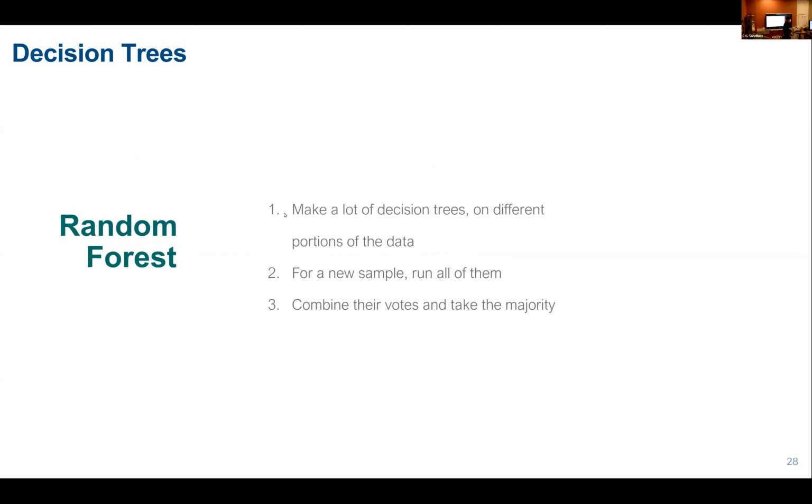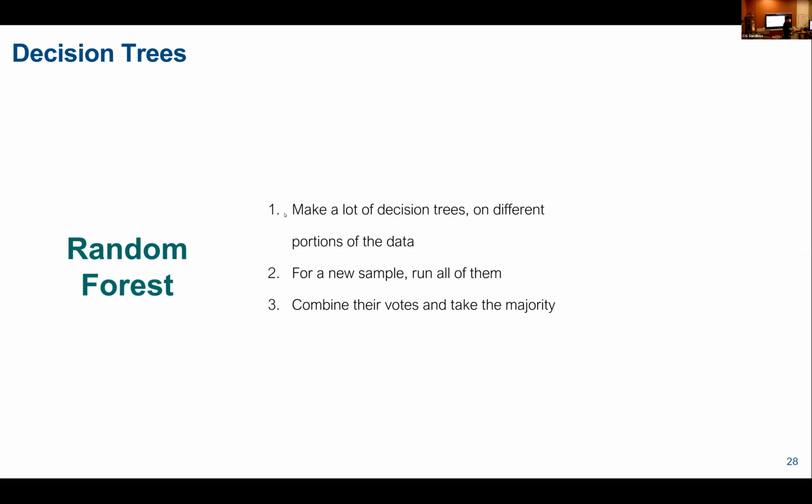The random forest is essentially making a lot of different decision trees on different portions of the data, with different questions, stuff like that. Then for a new sample, you run everything, combine the votes, and take the majority that the random forest, the Council of Trees, as it were, voted for. Those two classifiers are very closely intertwined, and essentially they're built on the same premise of that flowchart we saw at the beginning.